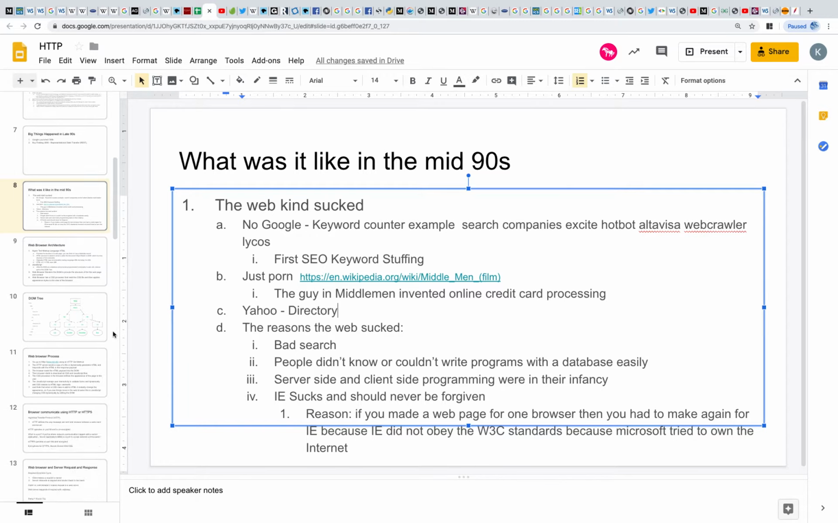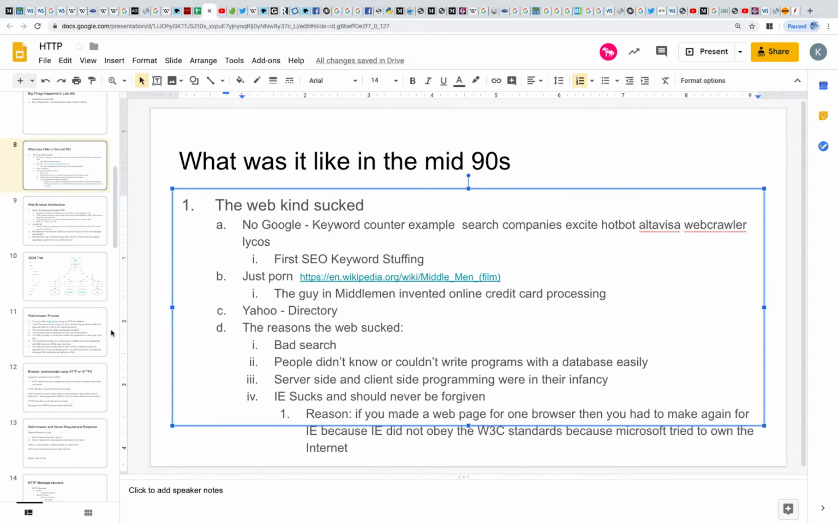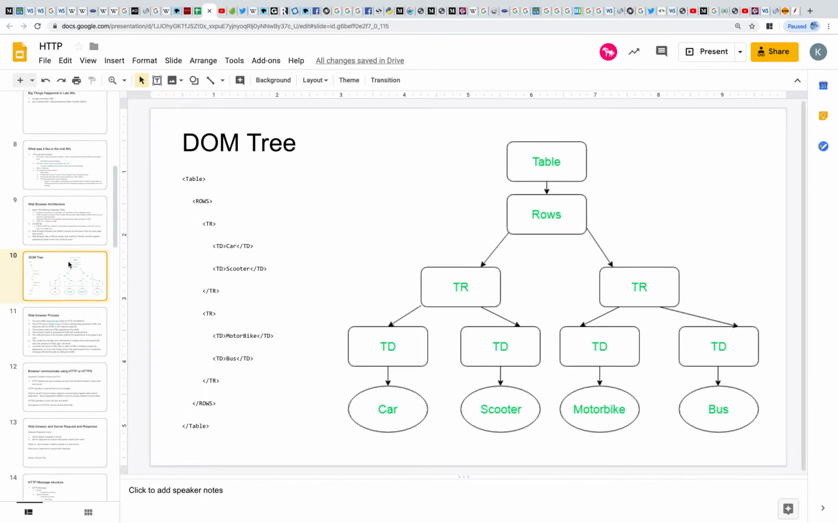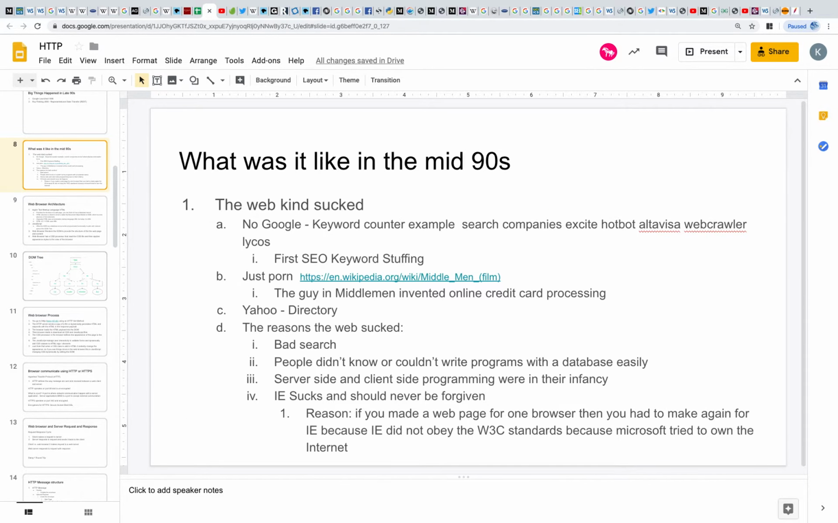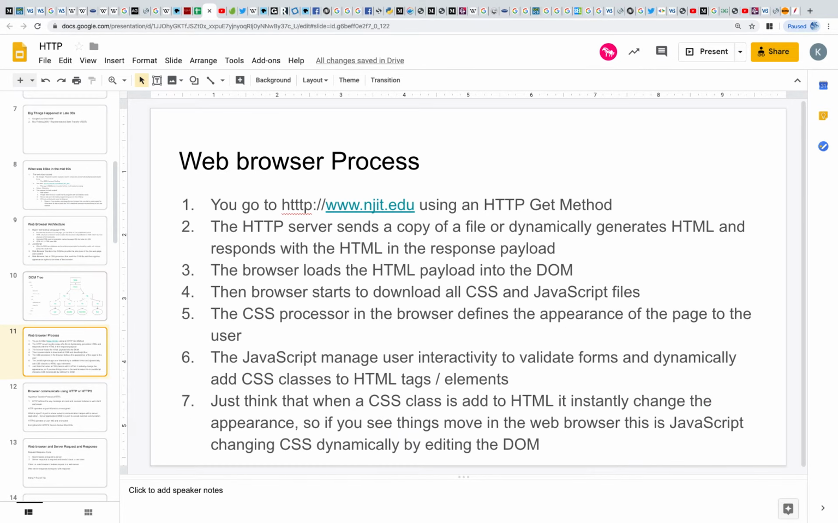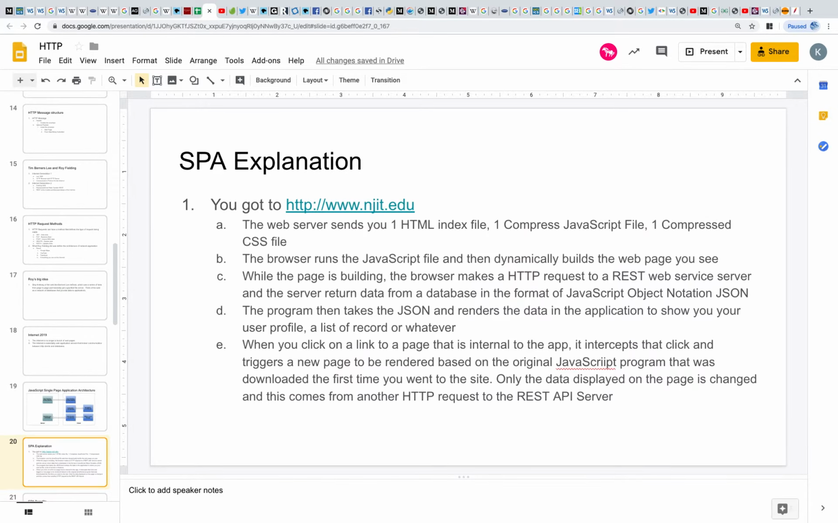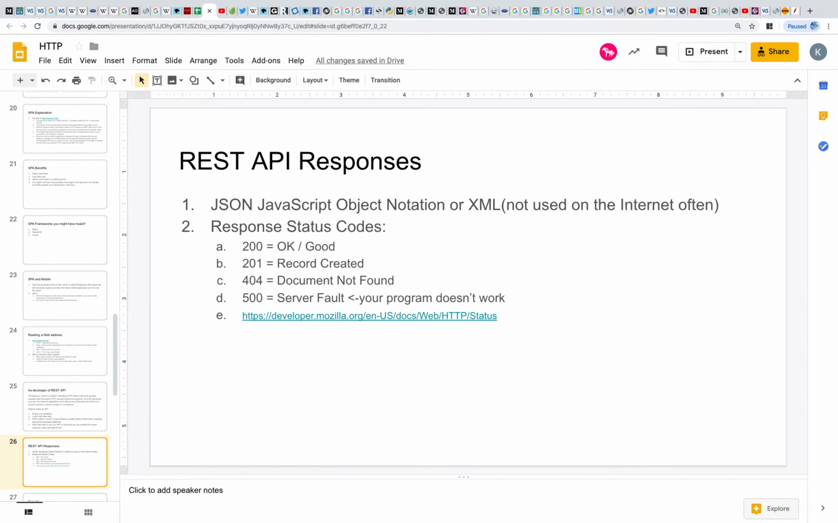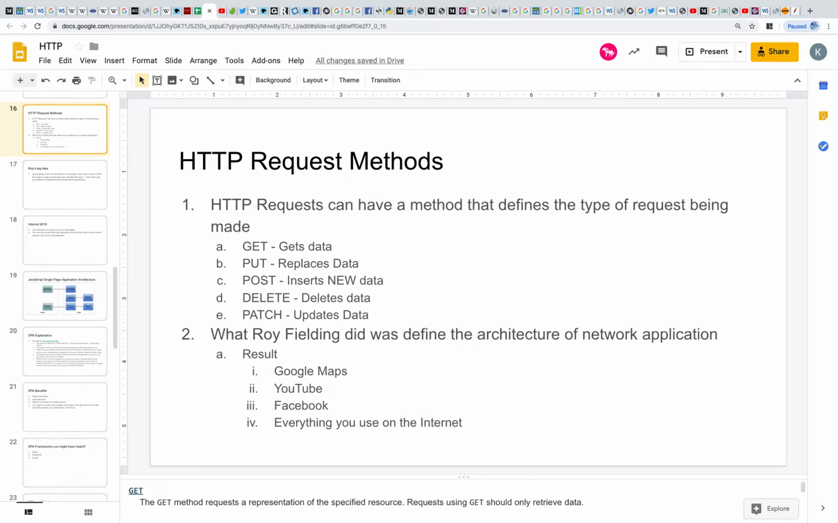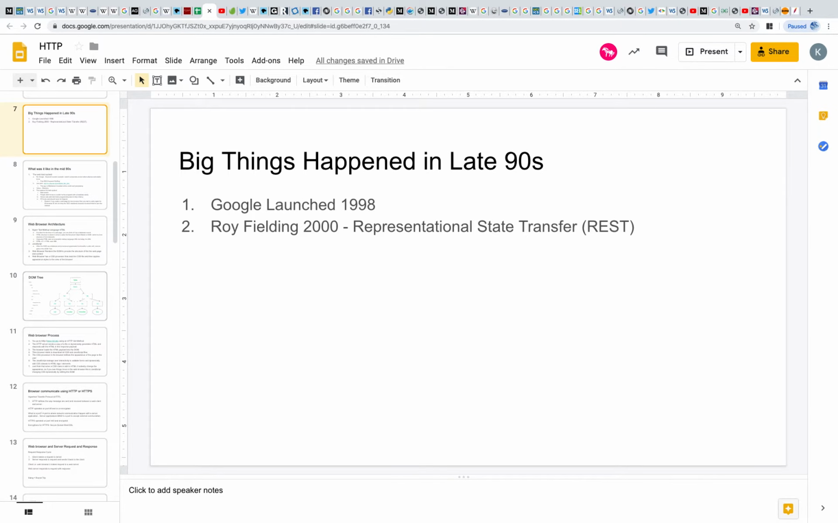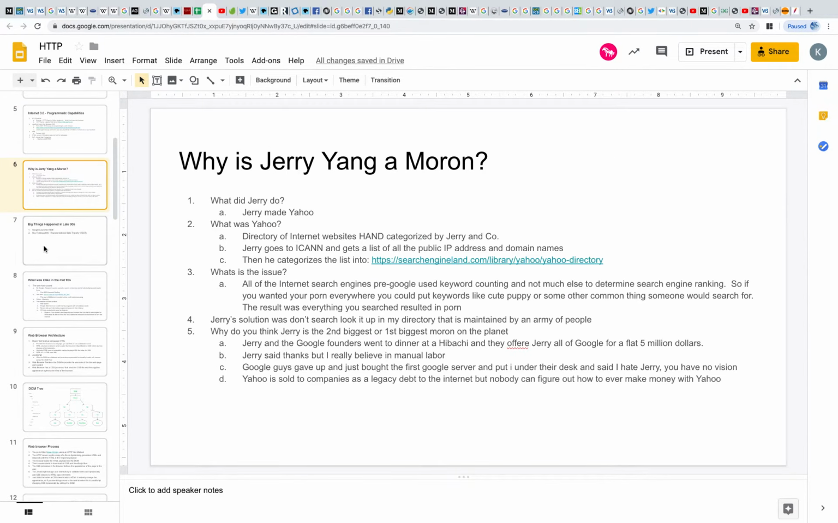So, where's my Jerry Yang slide? I lost my Jerry Yang slide. No, you had it. I just had it. Where is it? Right there. Oh, there you go.